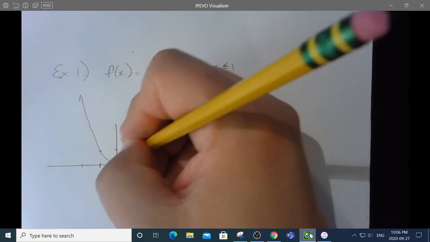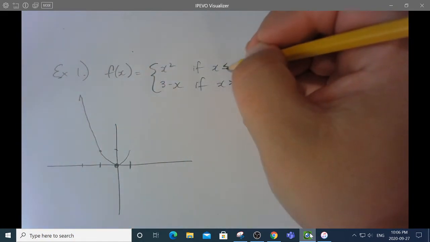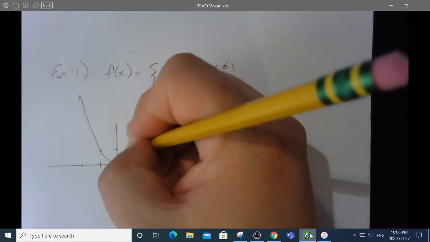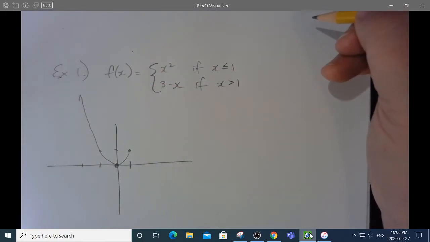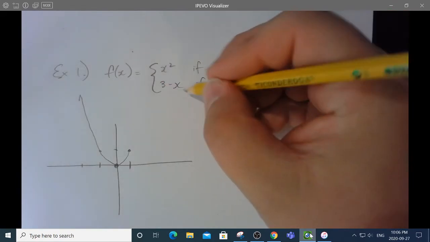And of course, it goes to 1 over 1 up here. And that's where it ends, right? When you're equal to 1, you hit a solid dot there because that's as far as it goes. And then when you're greater than 1, you have the line y equals 3 minus x.